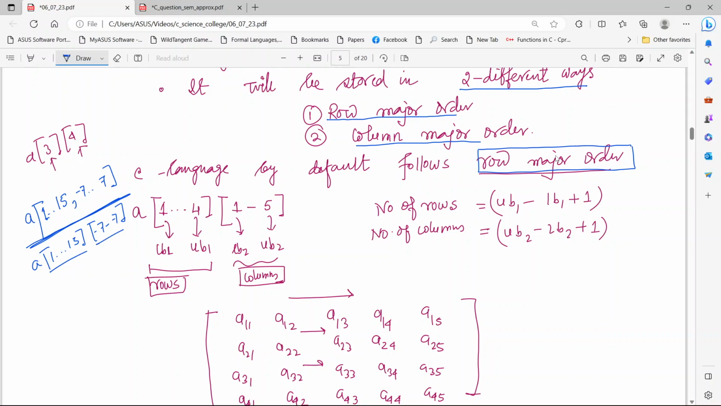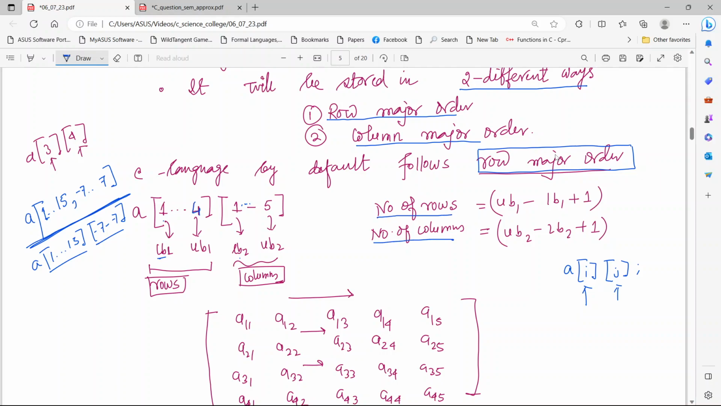So in two dimensions, how can you write the index? You can write I j, where I is the number of rows and j is the number of columns. So the index is like that. This one is the lower bound 1, this 4 is the upper bound 1, this is dot dot dot, and you can say this one is the lower bound 2 and this is the upper bound 2. How can you find the number of rows and the number of columns?